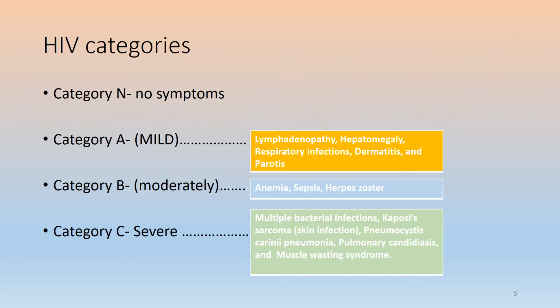So HIV has several categories in pediatrics, and category N has no symptoms. Category A is the mildest symptoms, and there's several, but these are the most important symptoms that you need to know. Category B is moderately symptomatic, and once again, there's probably about 25 of them, but you definitely need to know these three. And category C is the severe, and as with the others, the list is even longer, but these are the ones that you need to know.